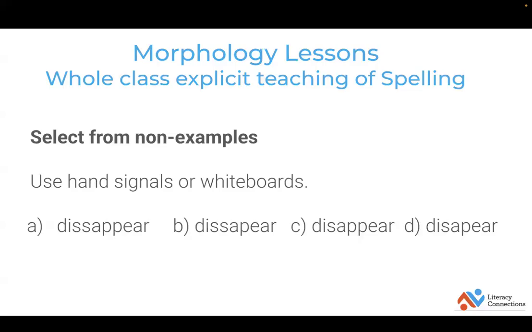Another thing we can do with spelling is to select from non-examples. So basically a multi-choice type little quiz. When you've got the whole class in front of you, you could teach children how to do hand signals for A, B, C, or D, or just quickly write an A, B, C, or D on a mini whiteboard if you've got children using those. Here we have a whole bunch of possibilities for disappear, and I've probably seen all of them in children's writing. Once you understand it's dis plus appear, then hopefully it's obvious for our children as they're looking at those examples.